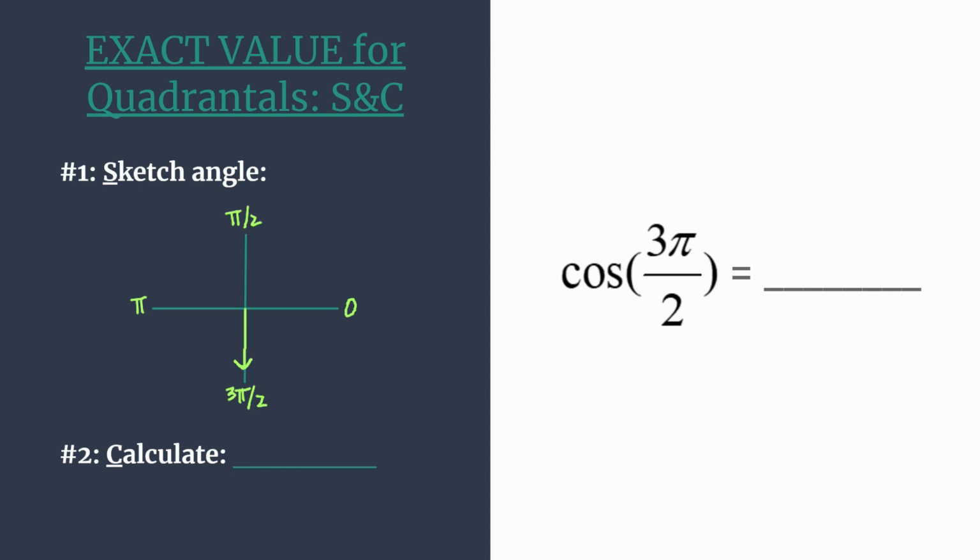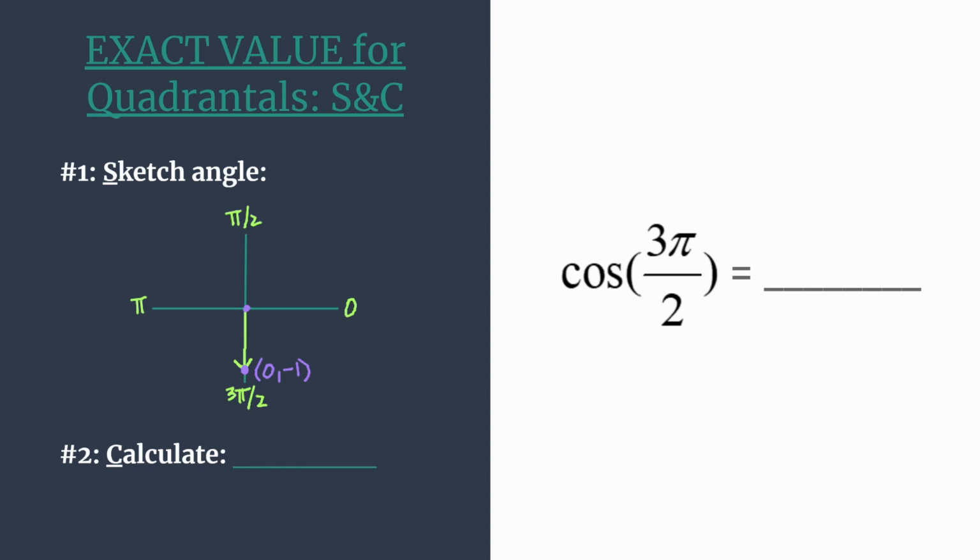So now to calculate, we need to come up with the coordinates. And remember, we're working on the unit circle. And so the unit circle's radius is 1. And so the point here must have the coordinates 0, -1, because we're working from the origin.